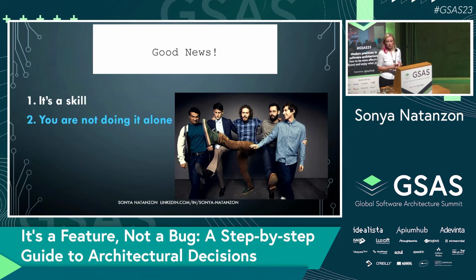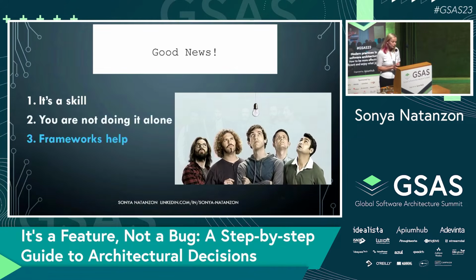Second, you're not doing this alone. If you are, you're probably doing it wrong. At every step of the way, you're going to engage with a group of people that will help you through that step and move you on to the next one. Last but not least, with architecture decisions, just like with anything else, you get better results if you have a consistent process.